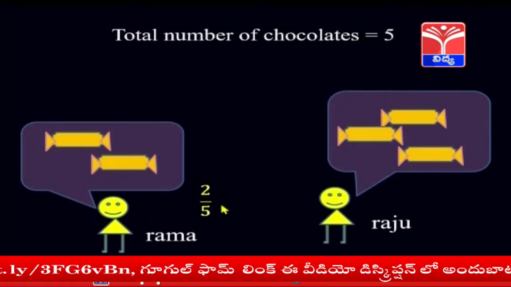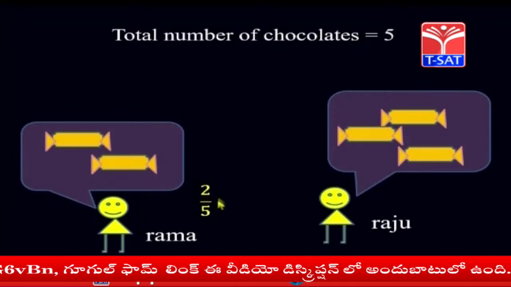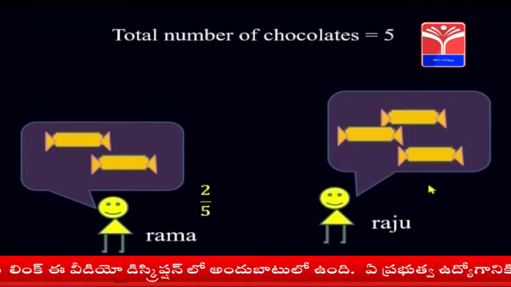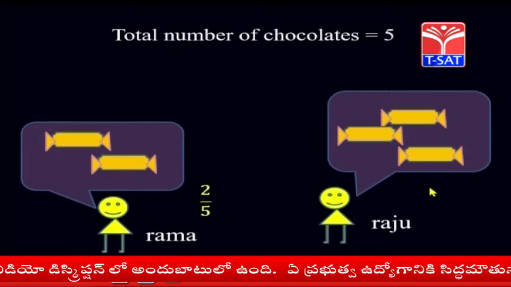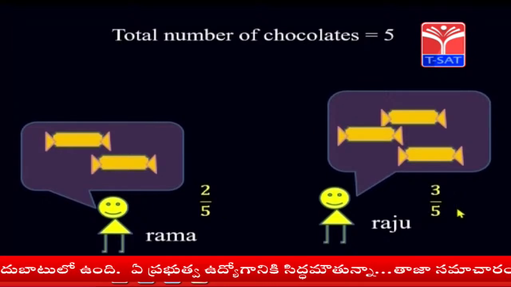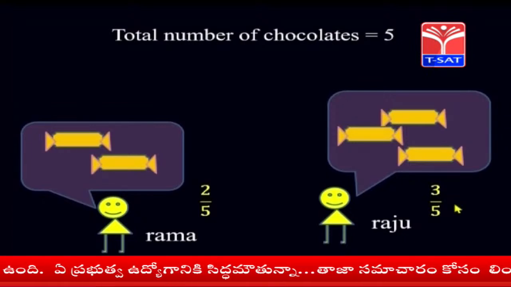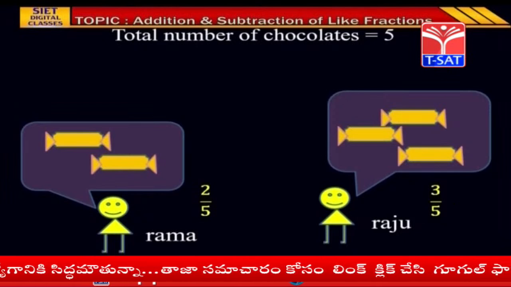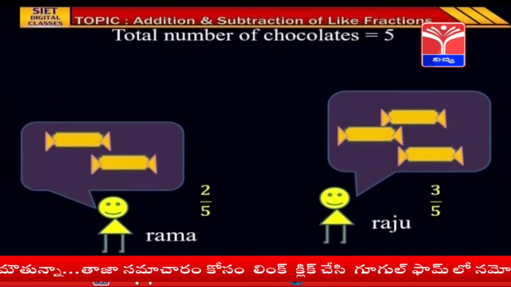2 out of 5. This can be read as 2 out of 5 or 2 by 5. And how much part of the chocolates did Raju get? Yes, you are right. 3 out of 5. That means 3 by 5. This can be read as 3 out of 5. Children, here we are remembering the division concept, isn't it?